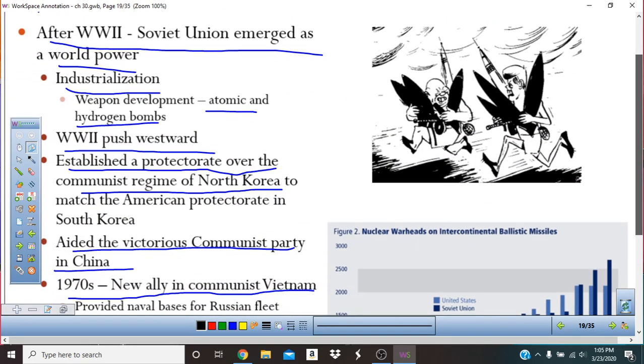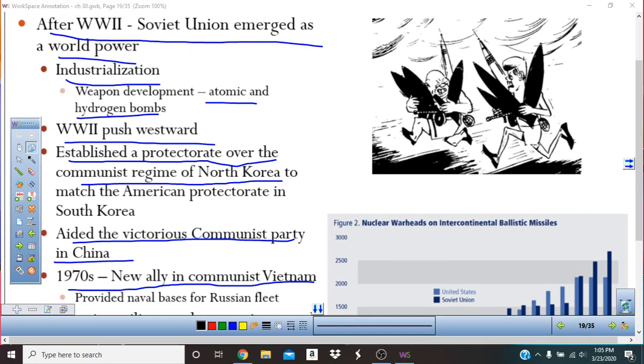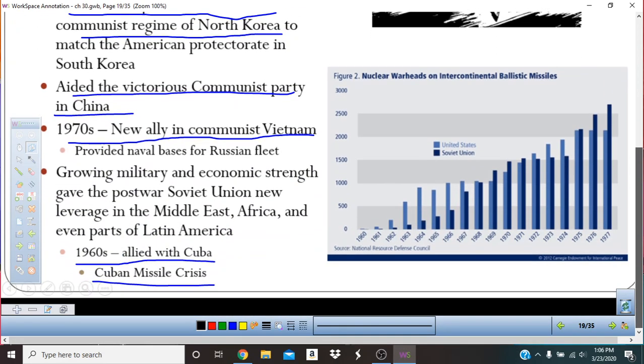So after World War II, the Soviet Union emerges as a world power. So you have the United States and the Soviet Union that are clearly the two of the most powerful countries in the world. And so they're going to have a little event that hopefully you've heard of called the Cold War. And they are fighting over who can develop the most bombs. We're going to see the Soviet Union becomes friends with North Korea. The Soviet Union becomes friends with China. The Soviet Union becomes friends with Vietnam, and the Soviet Union becomes friends with Cuba.